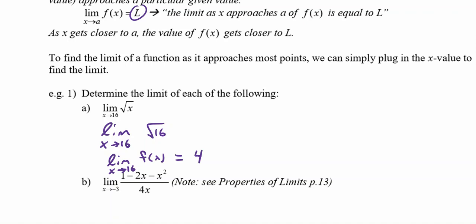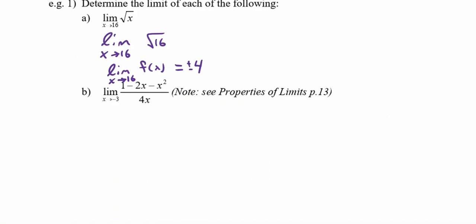Did I forget anything there, though? Yeah, there's that whole thing: it could be plus or minus 4 when you take the square root. Those are always tricky. Okay, so let's do another one.